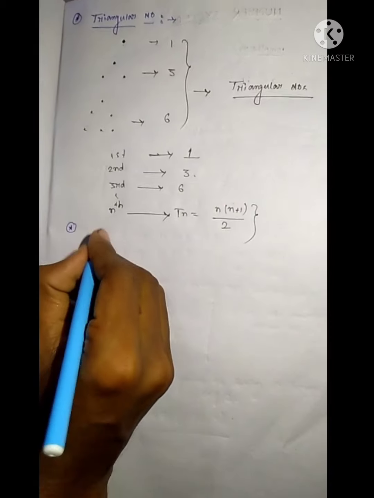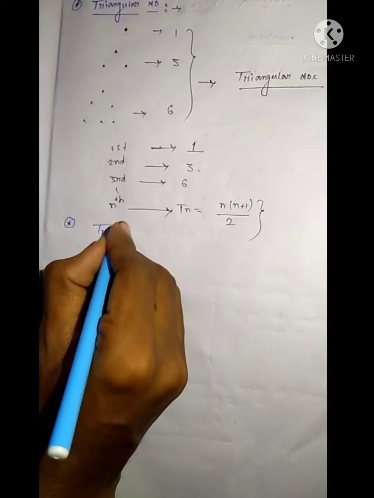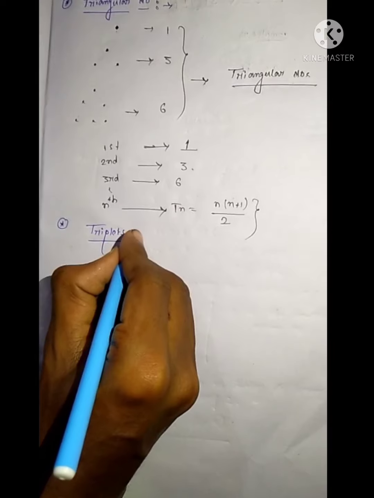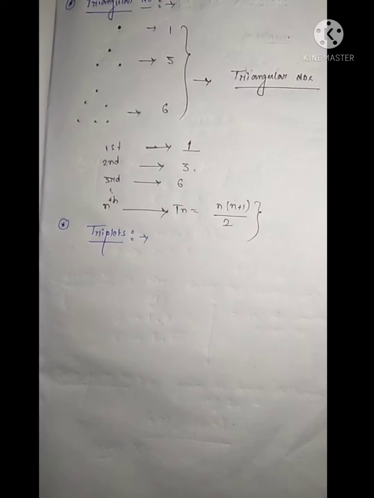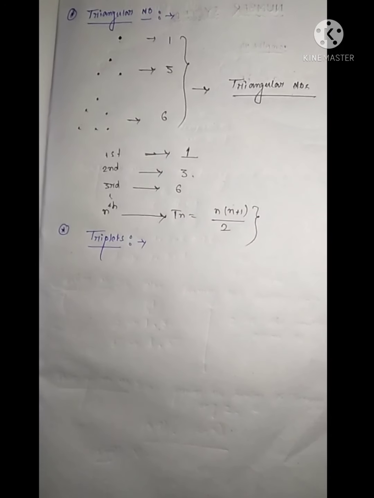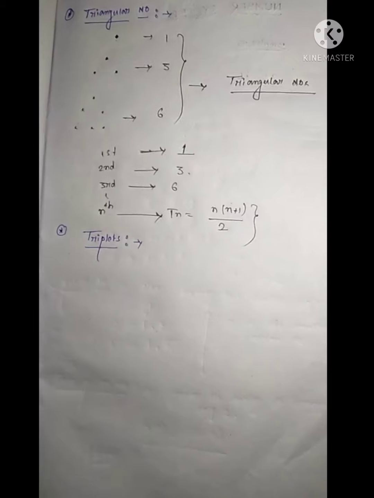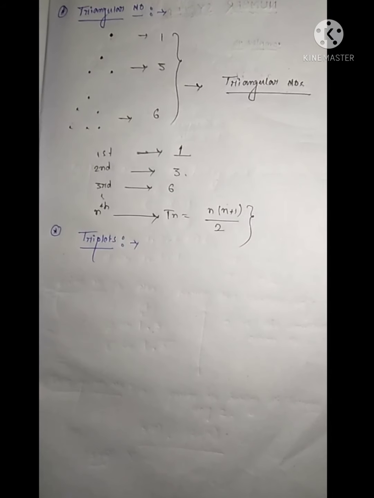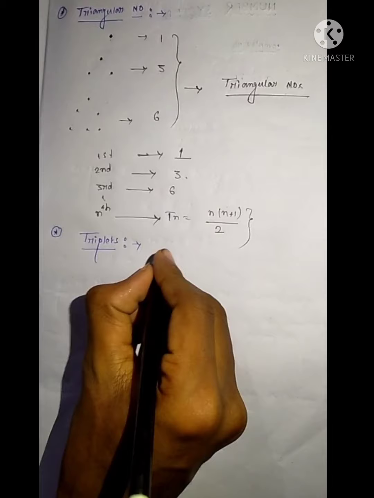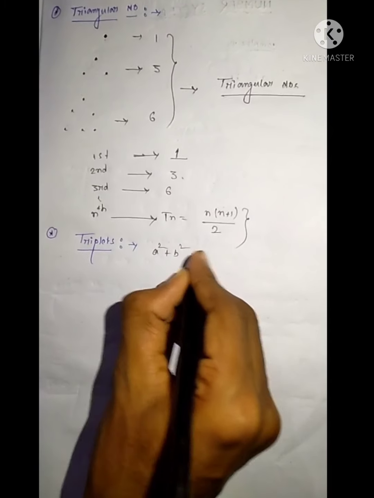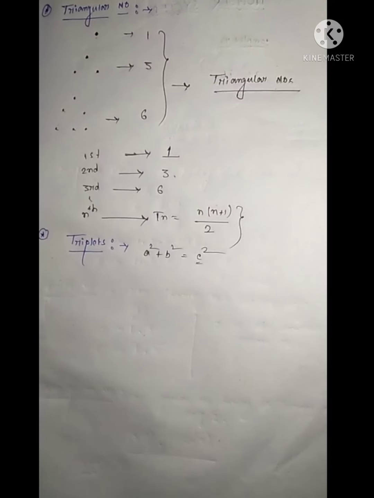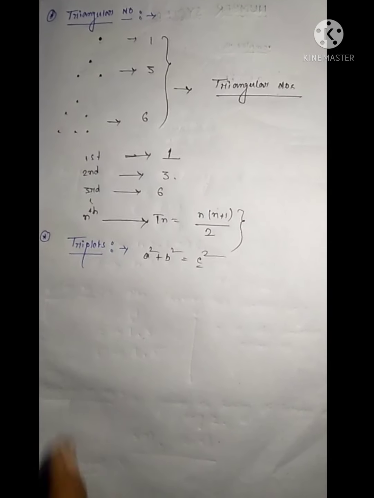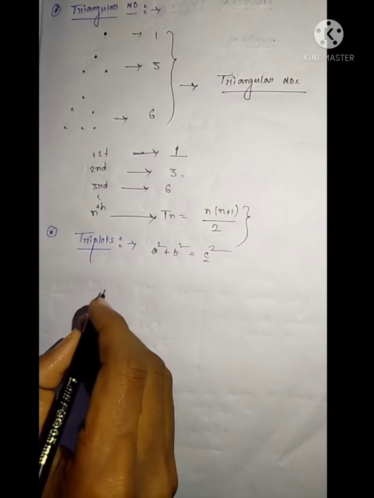Now triplets. If a square plus b square is equal to c square, listen again, a square plus b square is equal to c square, where c is the largest number, then the numbers will be called triplets.